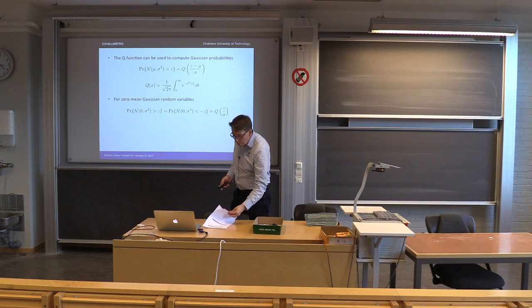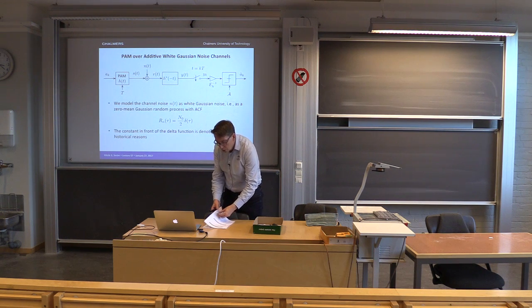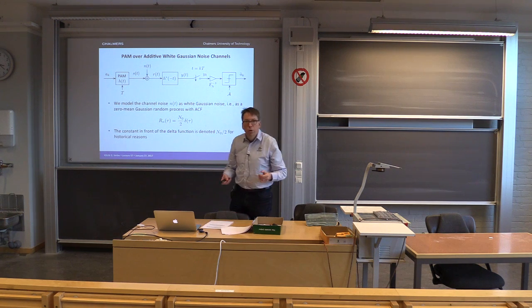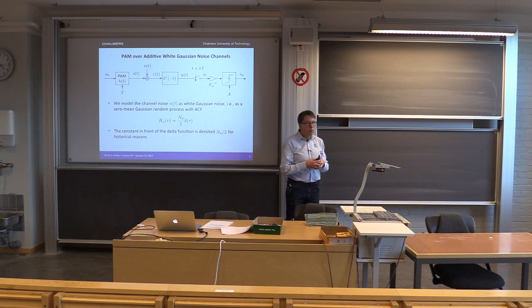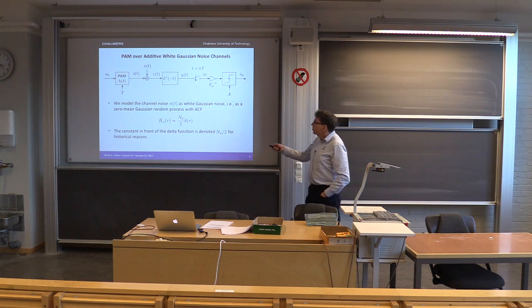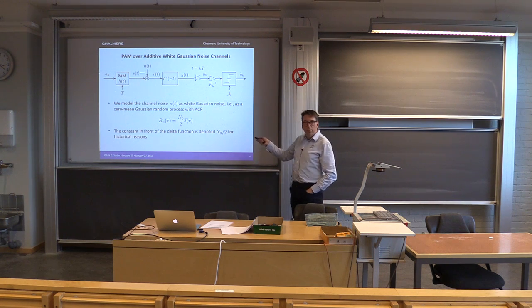Okay. So back to the issue here. We are trying now to characterize the performance of pulse amplitude modulation when we are transmitting over a noisy channel. So we have our now hopefully rather familiar block diagram here. And the noise here, we model as white Gaussian noise. Another way to say that is that the channel that we are considering is an additive white Gaussian noise channel, or AWGN for short.